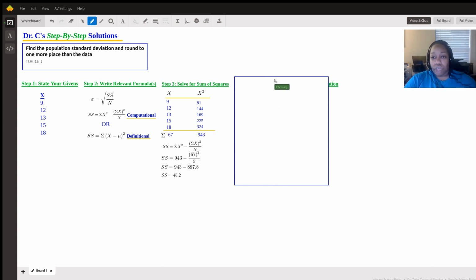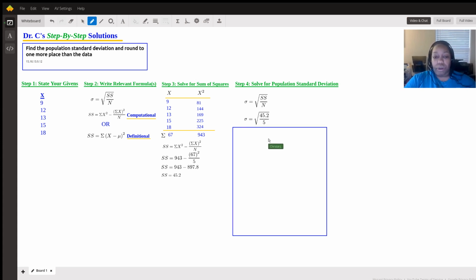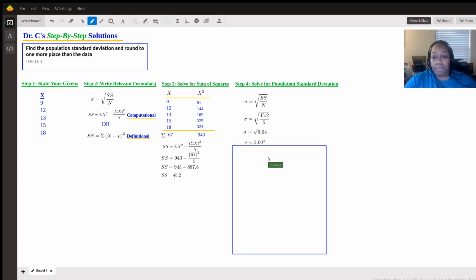Last up, after we solve for the sum of squares, you can plug it into the standard deviation formula. To remind you, the population standard deviation is the square root of the sum of squares divided by n. So we're just going to plug in these numbers. It'll be the square root of 45.2 divided by 5, which gives you the square root of 9.04, which essentially gives you a population standard deviation of 3.007.